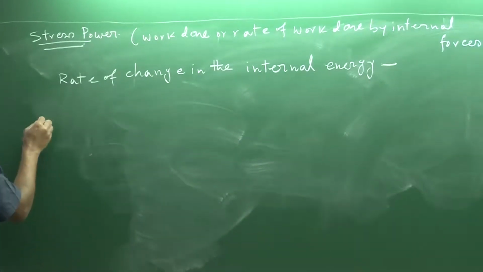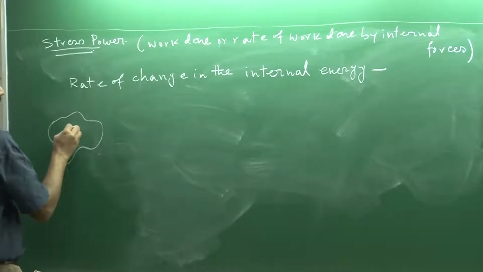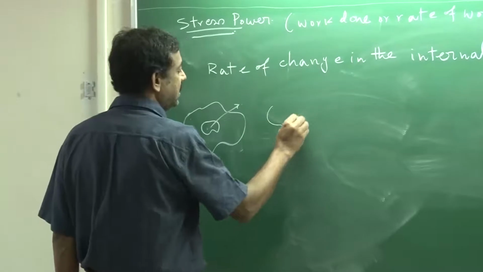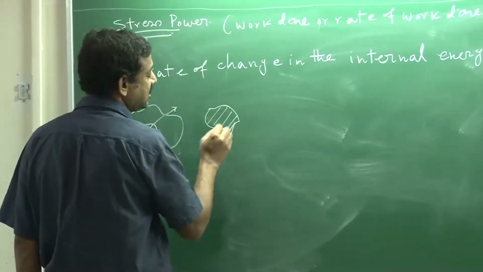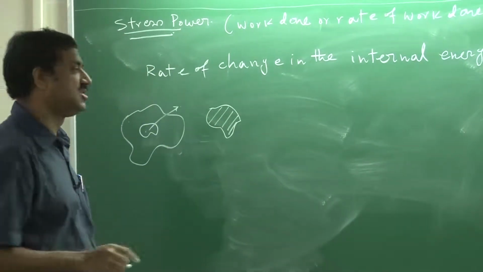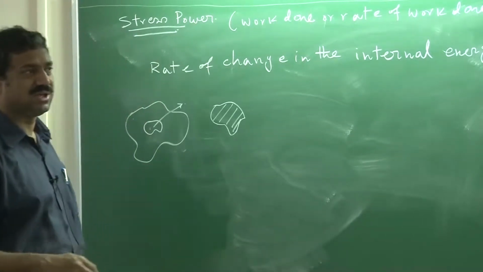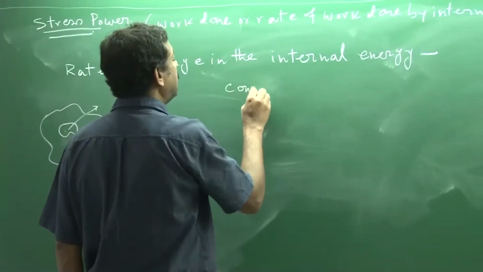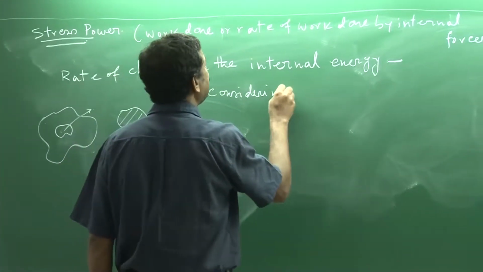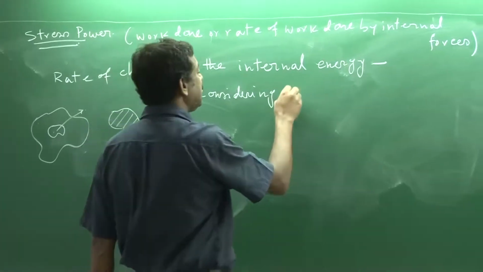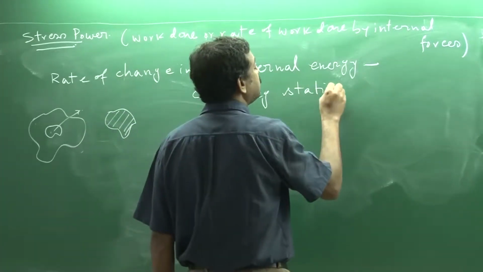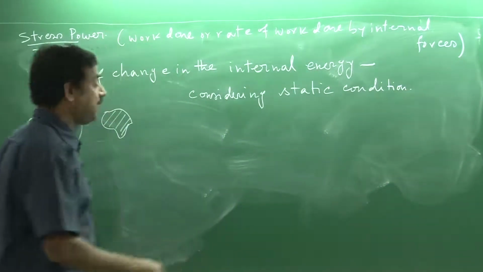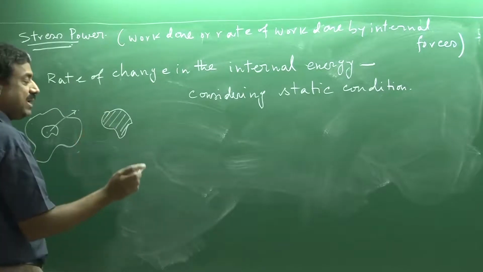So, if you recall, here I have a body and I am just taking a segment of it. What are the external forces on this segment? In this case I am assuming it is static, so I am not considering the kinetic energy. I am only considering the static condition just to simplify, but it is not difficult to extend it to the dynamic case.